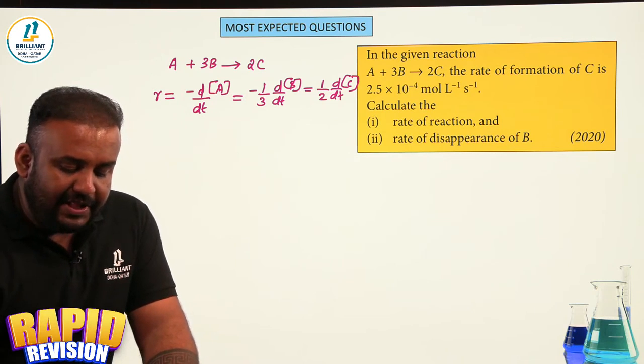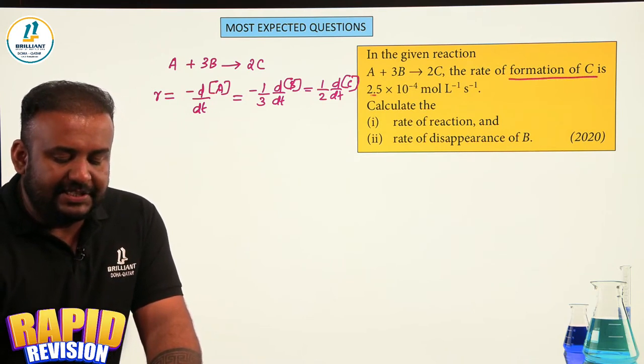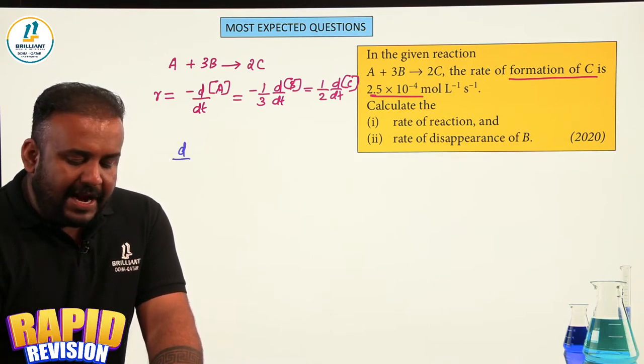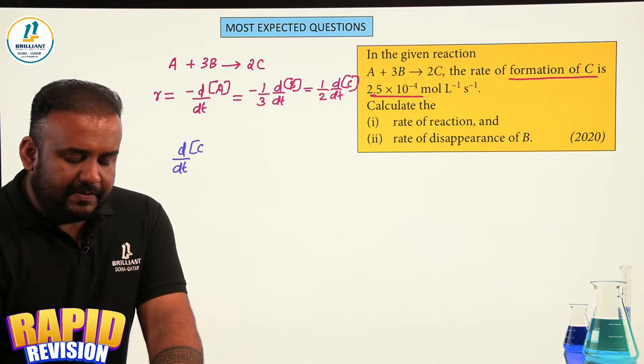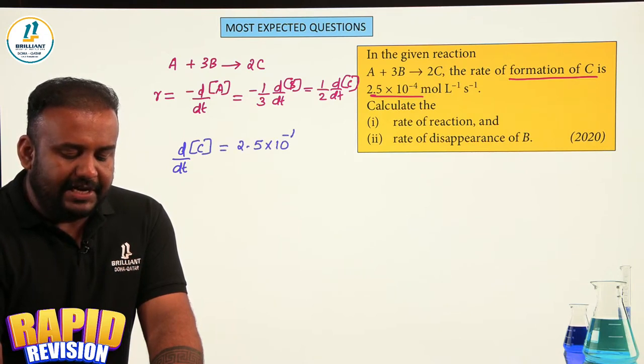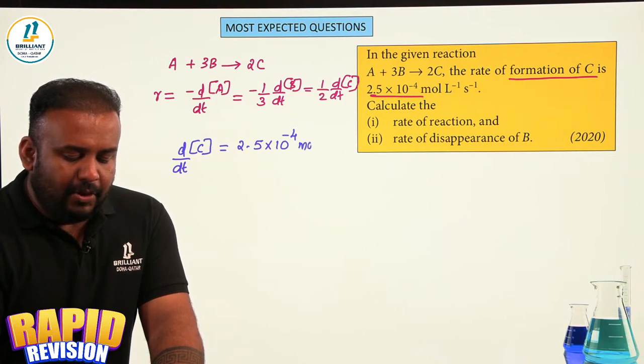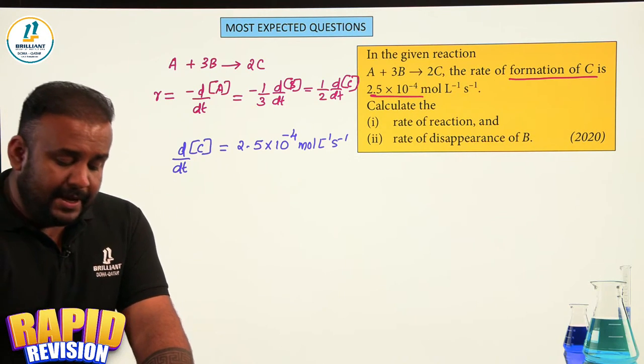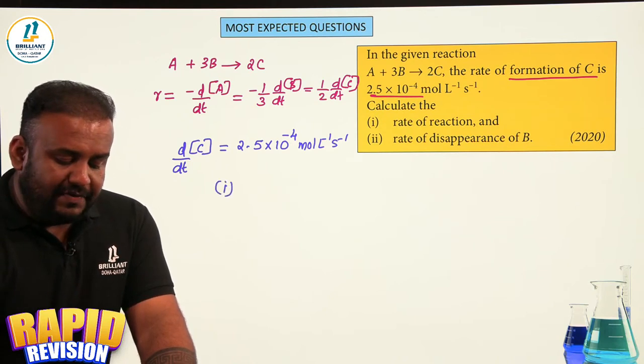Now, what did they give in the question? Rate of formation of C is this much. What is the meaning of that? d by dt of C is equal to 2.5 into 10 raised to minus 4, correct? Moles per liter per second. Now, calculate the rate of the reaction.